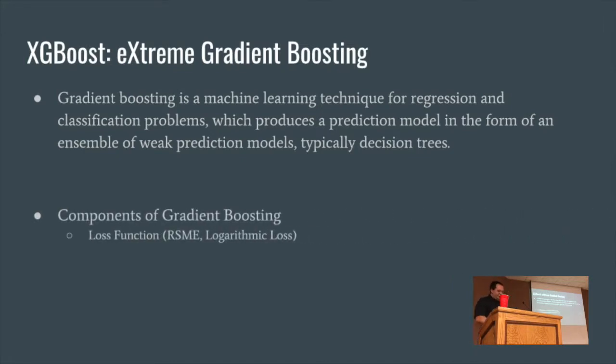There are three components of gradient boosting. Number one is a loss function. You have some kind of loss function. The two standard ones are root mean squared error or a logarithmic loss. Then you have weak learners, and traditionally those are your decision trees. And then you have some kind of model or algorithm where you can add all of those together to get your prediction out of your XGBoost system.